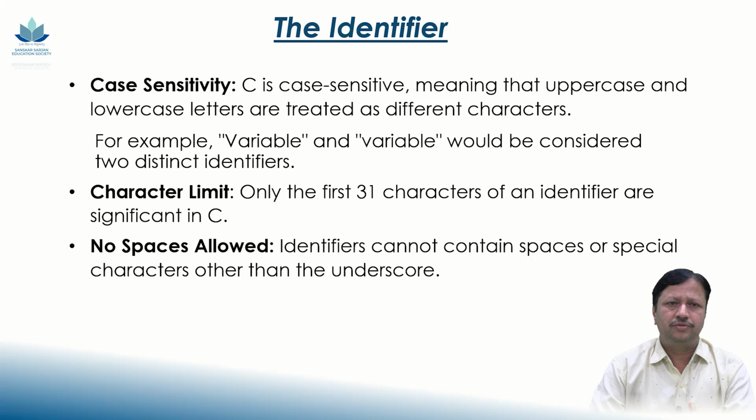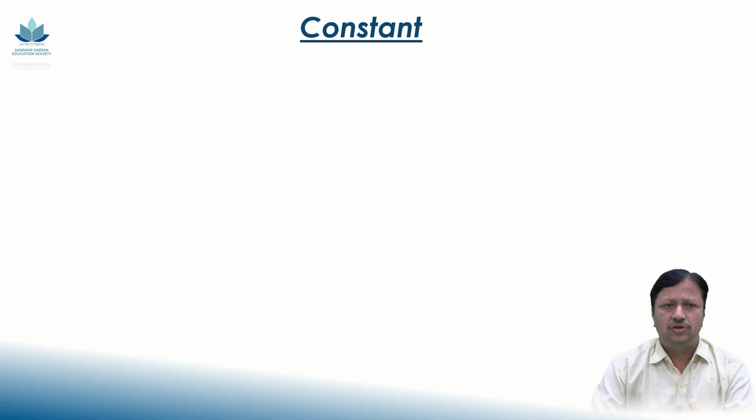Identifiers cannot contain spaces or special characters other than the underscore. A space will break the identifier into separate tokens, causing a syntax error. These rules ensure that identifiers are consistent, unambiguous and compatible with the C compiler, which helps prevent errors and improve code clarity. Next, constants.